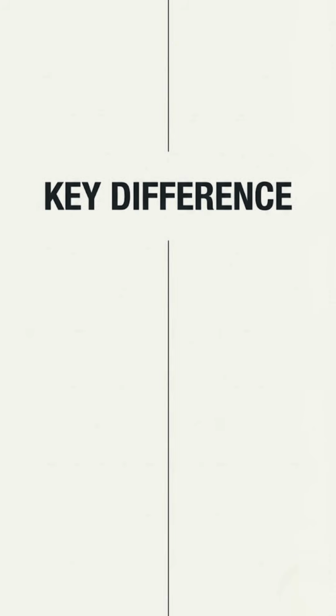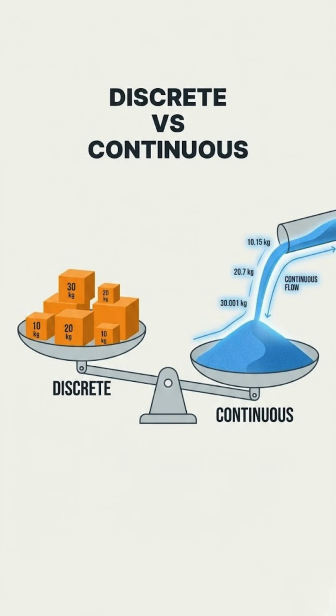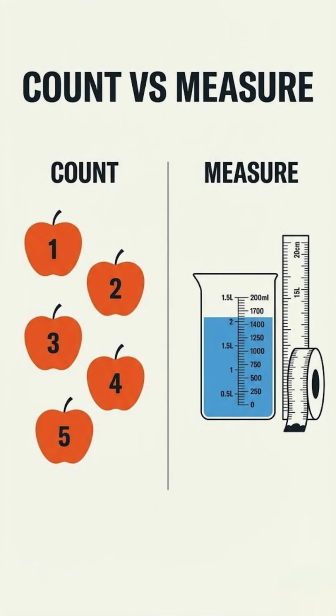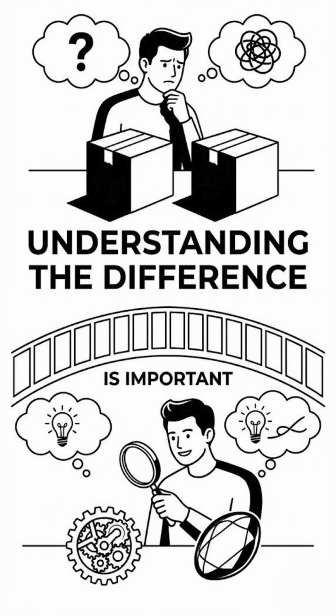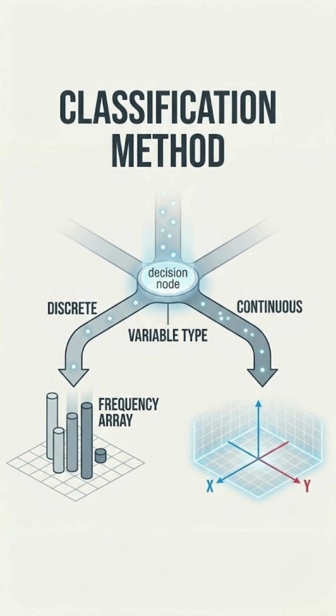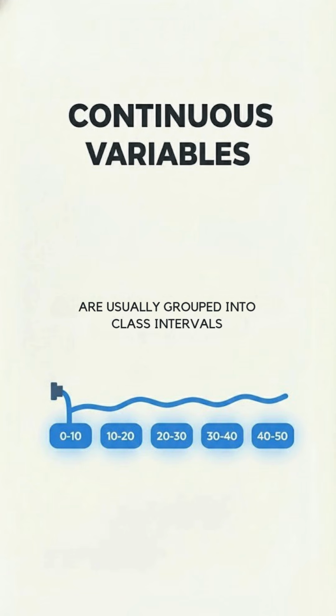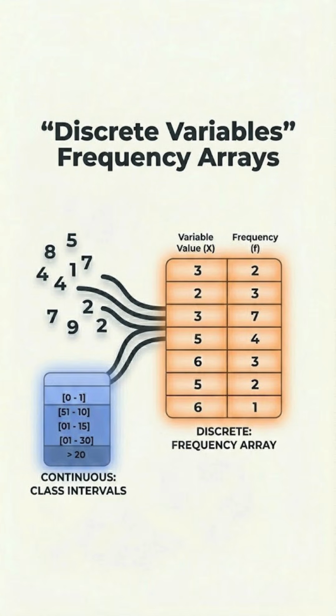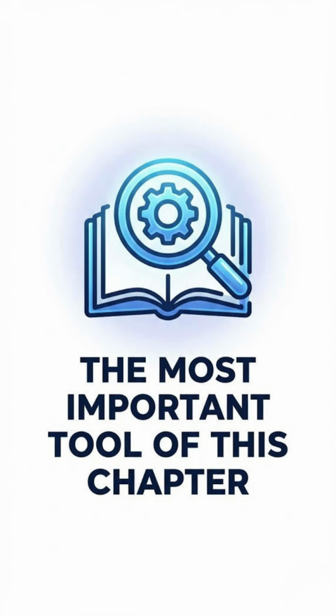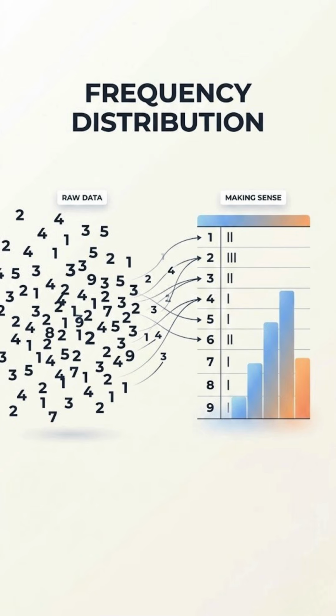So the key difference is simple. Continuous variables have no breaks. Discrete variables have clear gaps. Understanding this difference is important because the type of variable determines how we classify the data. Continuous variables are usually grouped into class intervals. Discrete variables are often organized into frequency arrays. And this brings us to the most important tool of this chapter, the frequency distribution, where raw data finally starts making sense.